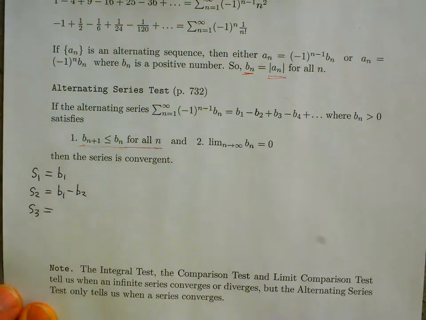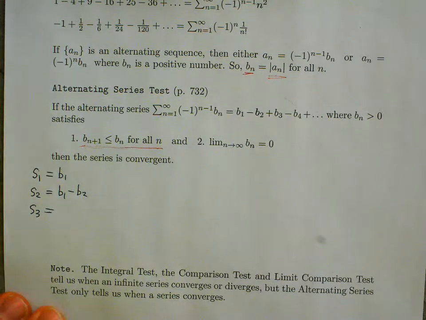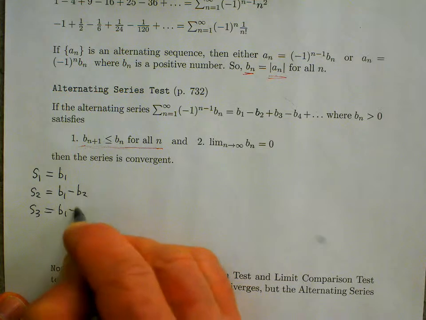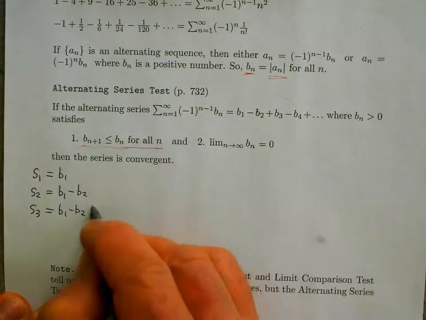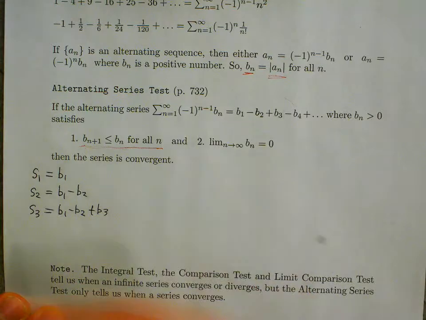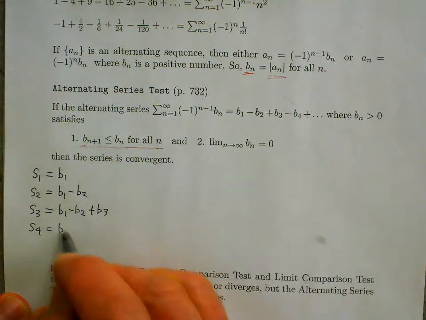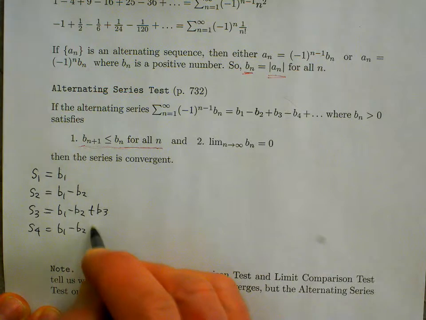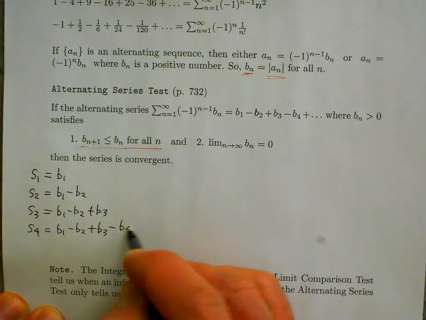What's S sub 3? The third term in the sequence of partial sums. Exactly. B sub 1 minus B sub 2 plus B sub 3. And I'll just write one more. S sub 4 is B sub 1 minus B sub 2 plus B sub 3 minus B sub 4.